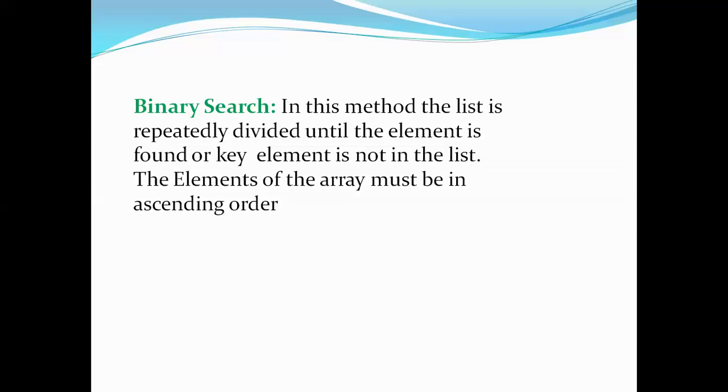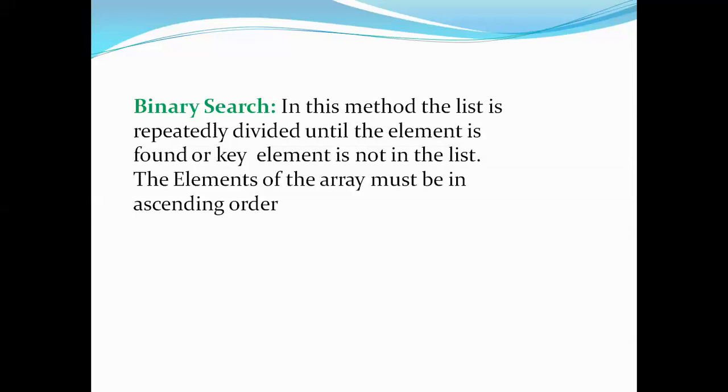In binary search, we can search the elements by dividing the list into a number of sublists. So it is a recursive method. By recursion, we can divide the list into a number of lists and search whether the number is in the list or not. In this method, the list is repeatedly divided until the element is found or the key element is not in the list.